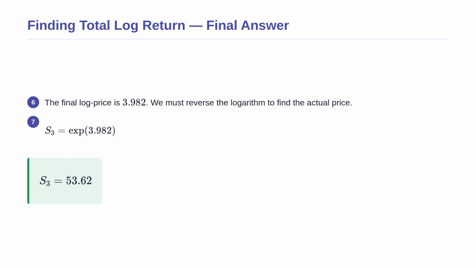We do this by applying the exponential function, which is the mathematical opposite of the natural logarithm. By raising the constant e to the power of 3.982, we recover the true price. Our final answer is $53.62. This proves that adding up daily or monthly shocks is much faster and simpler than doing a long chain of complex multiplications, translating our abstract math back into the real world.